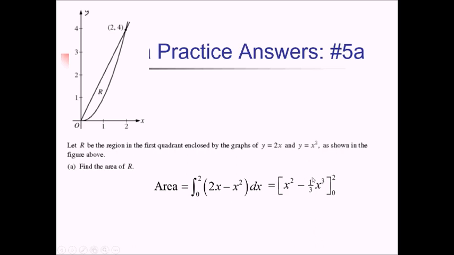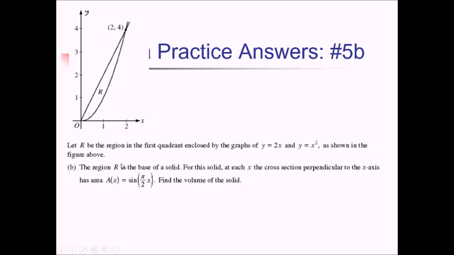So I've got everything here with 2 plugged in, minus all this stuff with 0 plugged in. All that stuff with 0 goes away. I mean, you could actually stop here because it's all constants, but if you want to simplify, all this stuff with 0 just goes away. Over here we've got 4 minus 8 thirds. Well, 4 is really 12 thirds, so 12 thirds minus 8 thirds gives us 4 thirds.